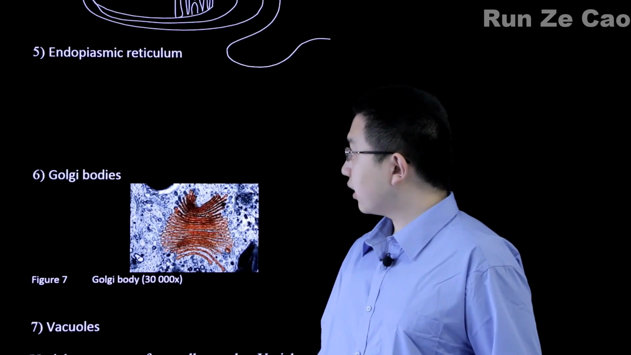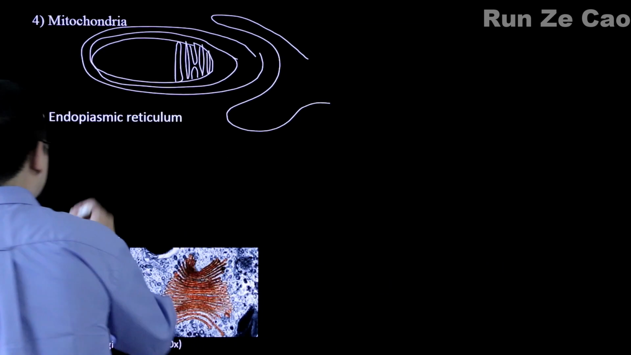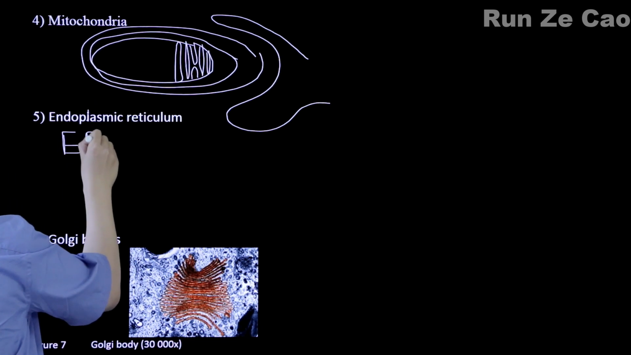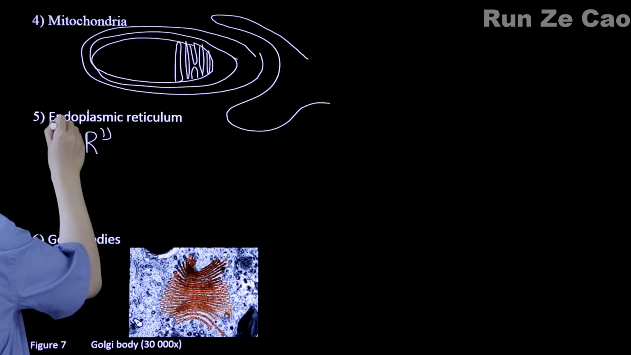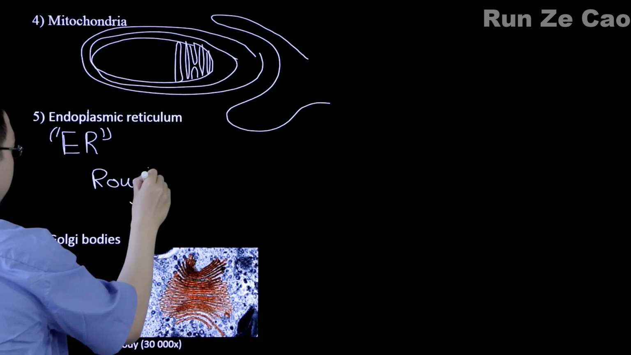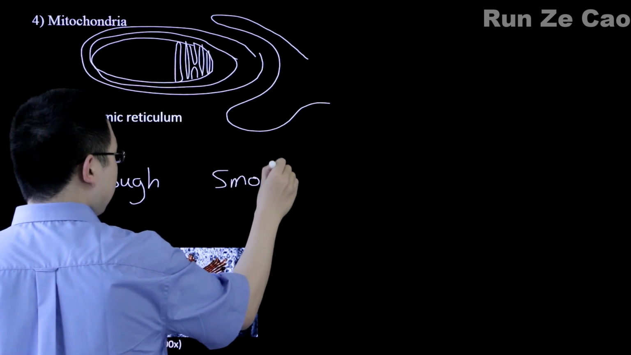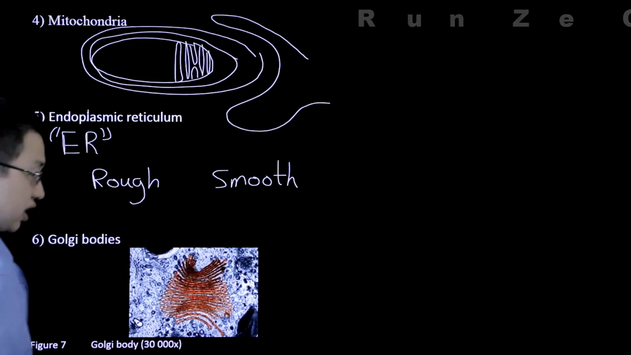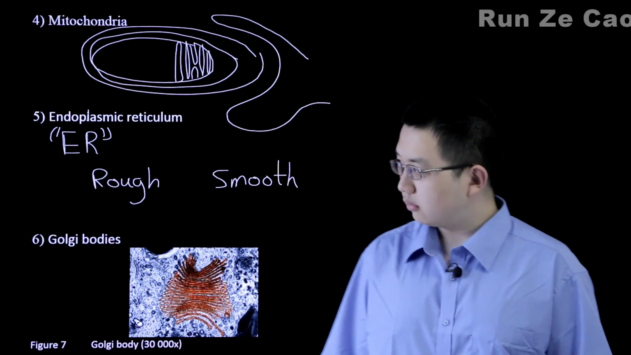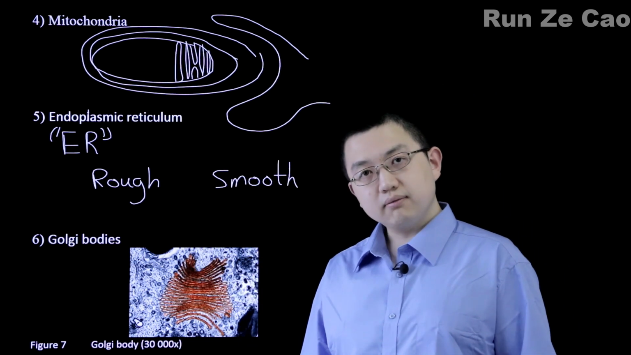Now, the endoplasmic reticulum, also known as ER, comes in rough and smooth varieties. The smooth variety typically appears as a bunch of tubules. It is where lipid assembly takes place in the cell. The rough variety comes usually as a bunch of flattened sheets.